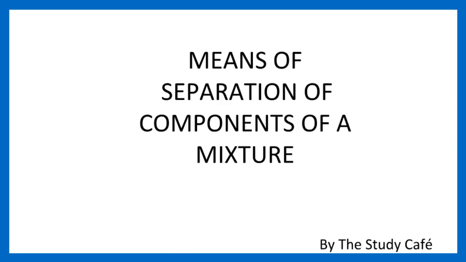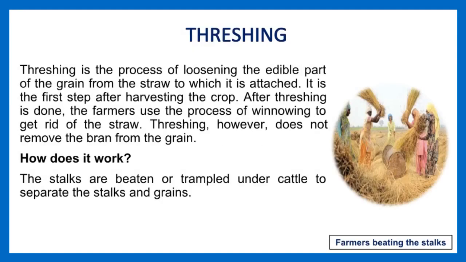Today, we will learn about the various means of the separation of components of a mixture. First of all, we will learn about the process of threshing. When the grain gets harvested, there are many unwanted parts such as stalks, husk, etc. which cannot be digested by humans. So, we need to separate the edible part from the rest.